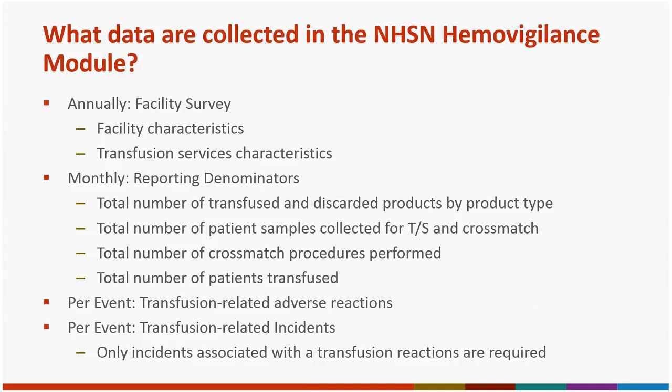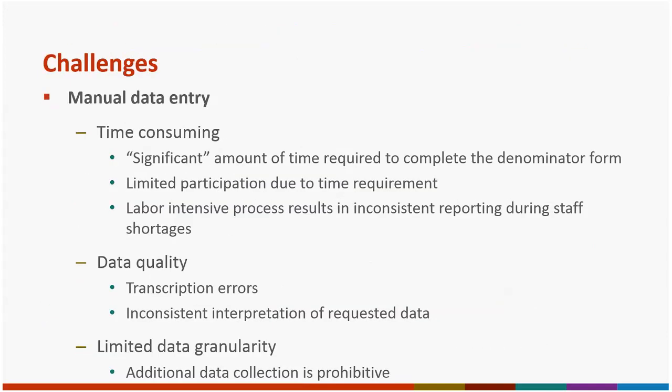Next slide. At this time, all data is manually entered by each facility. This process can be time-consuming depending on the transfusion volume and the number of reactions the facility has. This has affected participation in the hemovigilance module, in that facilities have stated they would need an additional full-time employee to participate. Those facilities that do participate have difficulty reporting during staff shortages or when an NHSN trained person leaves.